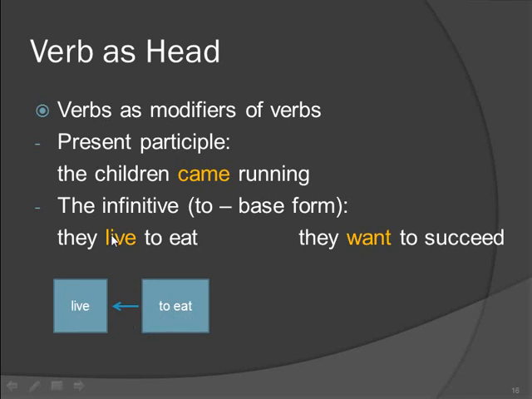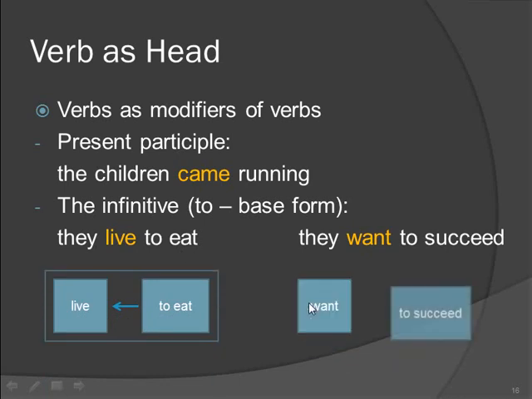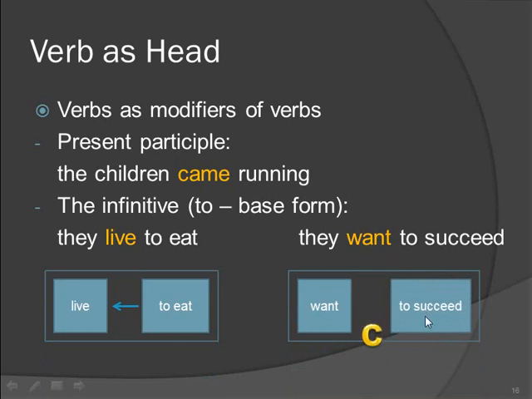Ya, jadi mereka tidak bisa diartikan mereka hidup ini, no, tapi mereka hidup untuk makan. Maka kata to eat itu tidak bisa diganti dengan pronoun it. Put it in the box first. Tapi untuk yang kedua, they want to succeed. Nah, di sini they want it. Mereka menginginkan ini. Apa itu to succeed? So that's why to succeed is not the modifier but the object or the complement.